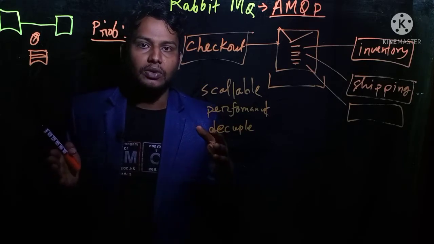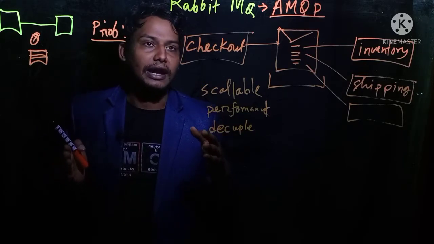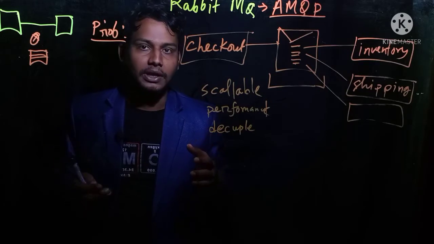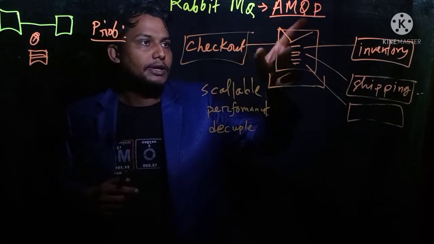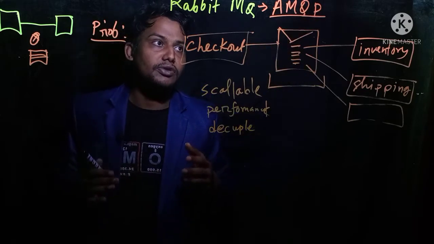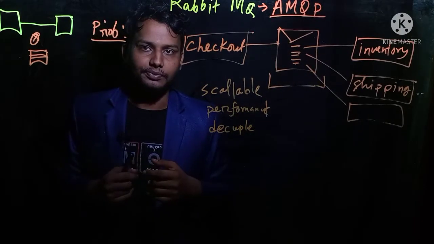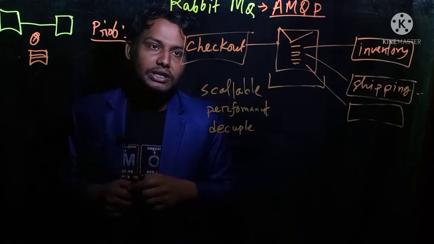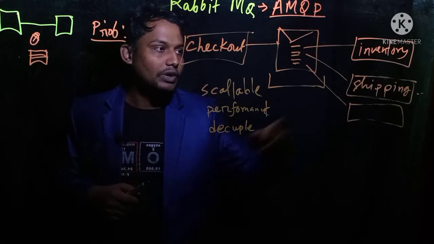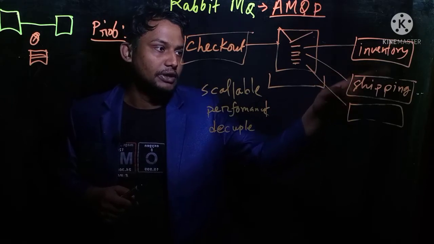RabbitMQ is called an advanced message broker. As you can see, it follows AMQP, Advanced Message Queuing Protocol. Suppose we have one service here, as you can see, checkout, and we have another two services, inventory and shipping.